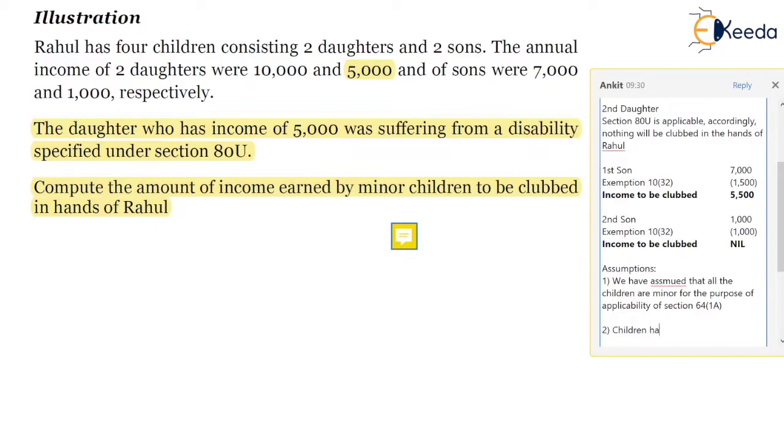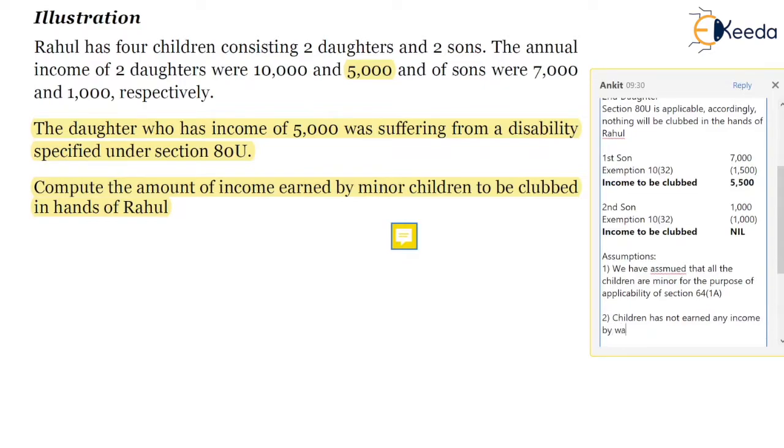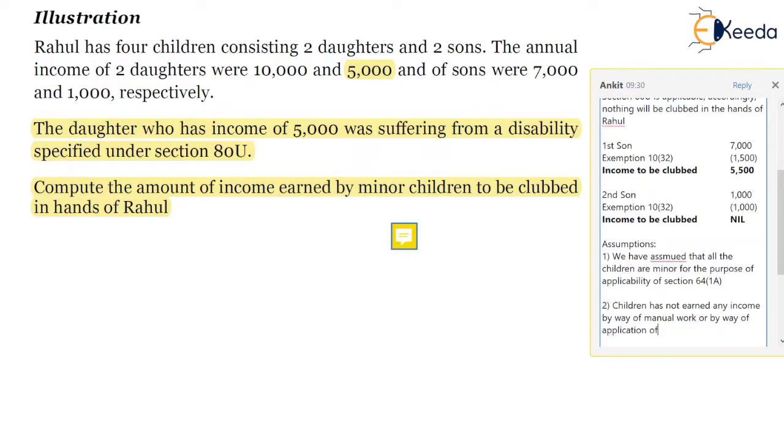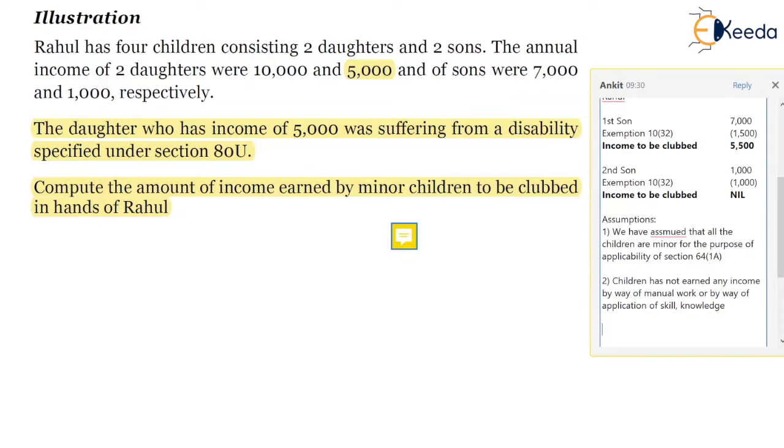Children has not earned any income by way of manual work, correct? Or by way of application of skill knowledge, correct? Because this is specifically exempted under section 64(1)(a). If the minor child has earned income through manual work, then nothing will be clubbed in the hands of the parent. Also, if income has been earned by way of skill or by way of knowledge, then nothing will be clubbed in the hands of the parent. Correct?